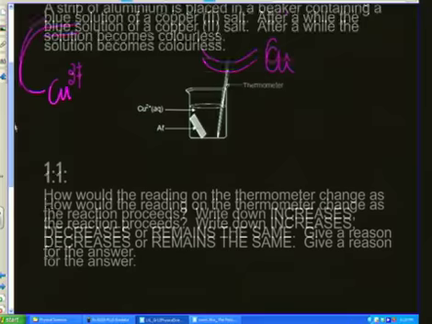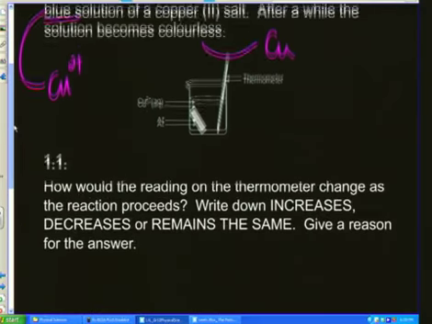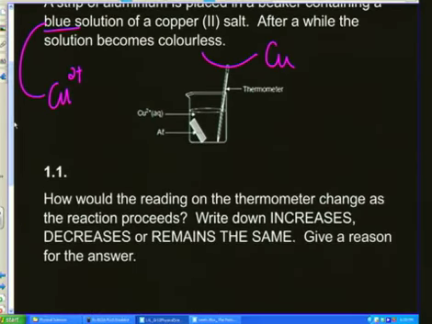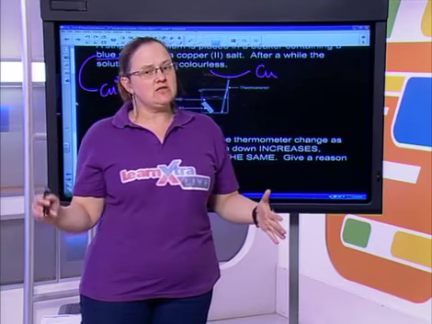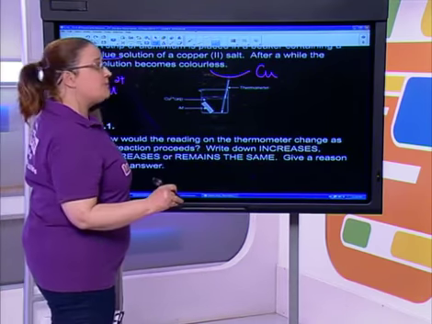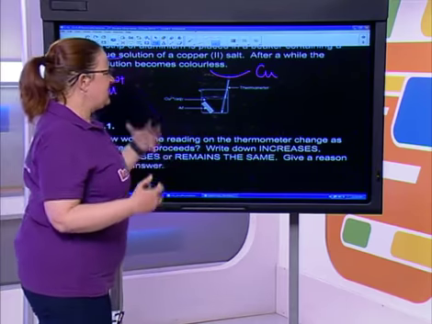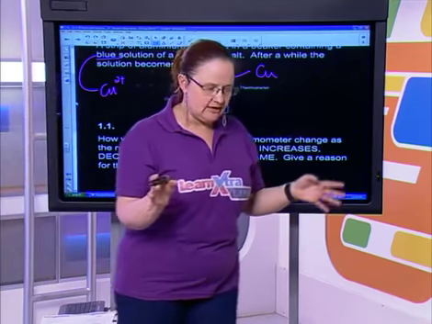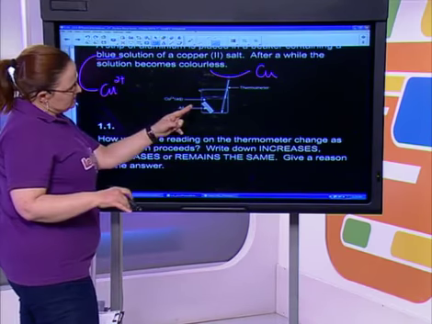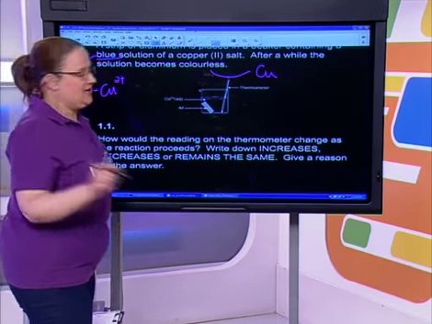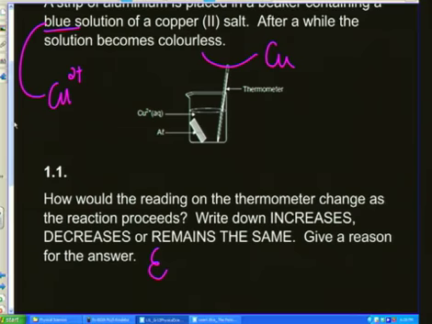Then they ask, how would the reading change as the reaction proceeds? Well, the solution changed color all by itself. Because it changed color all by itself, that means it is a spontaneous reaction. So I could essentially, if I set it up right, make a cell out of it. That means it's a spontaneous reaction, which means it would be a galvanic cell, which means it's going to increase, okay? My reading would increase.